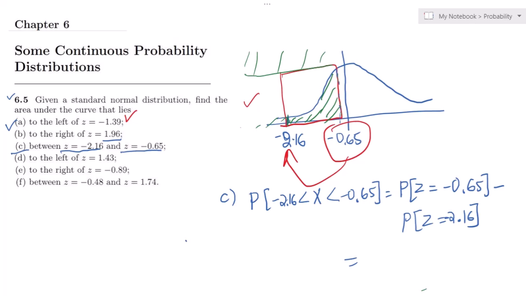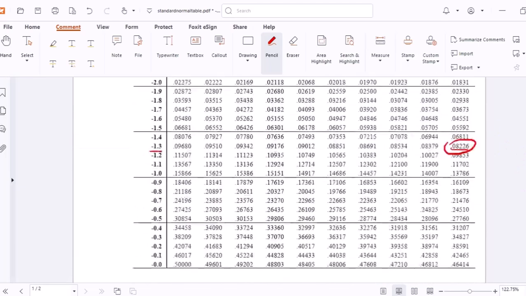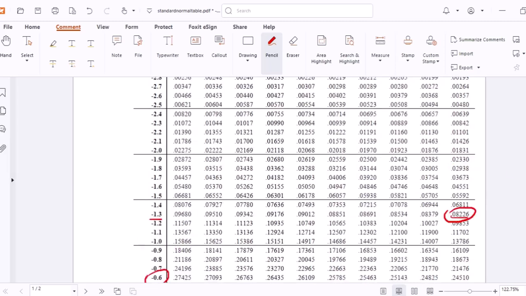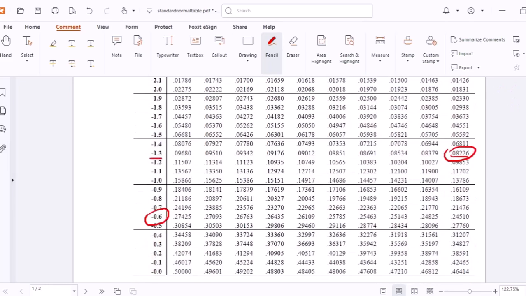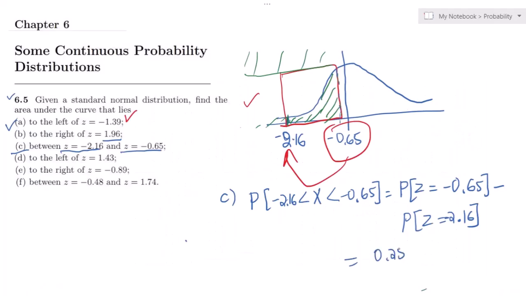For it, again, the z table, the first value is minus 0.65. So here minus 0.6, and for 5 we have to see the column. This is the column, fifth one from the right side, so it would be 0.2579, minus the probability that z equal to minus 2.16.